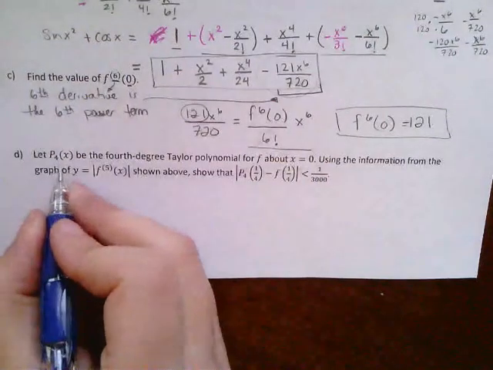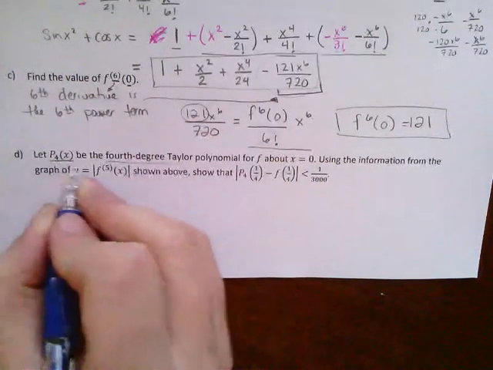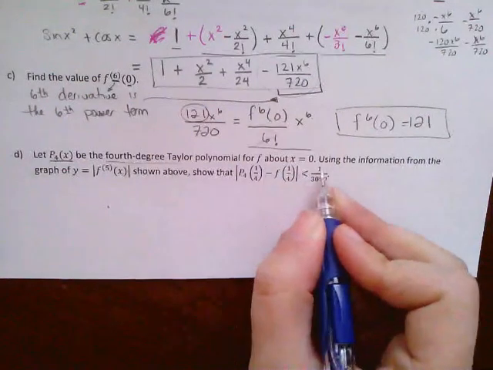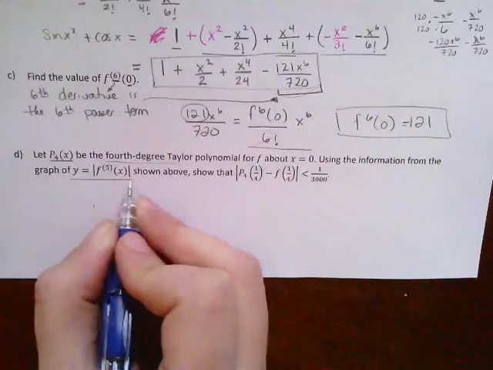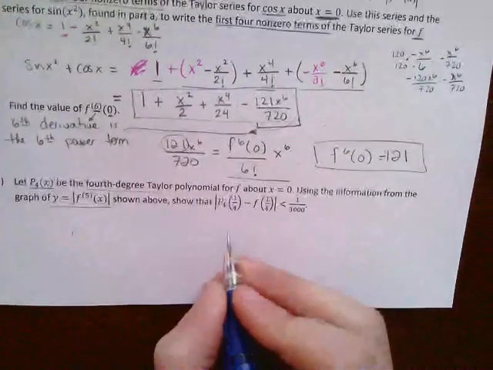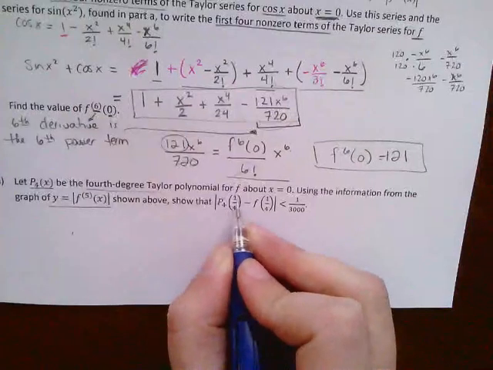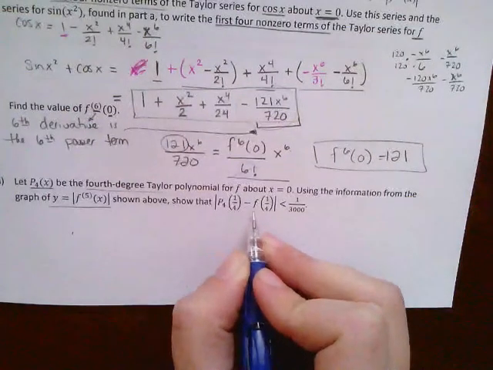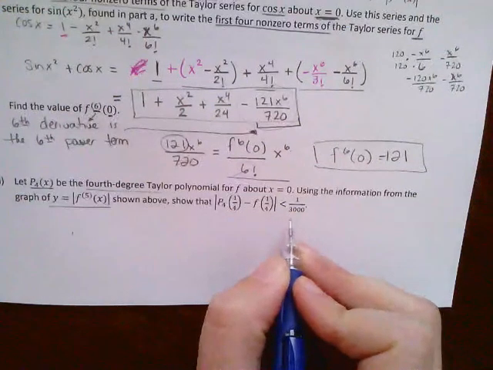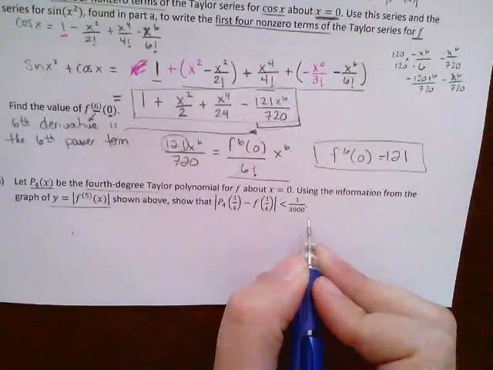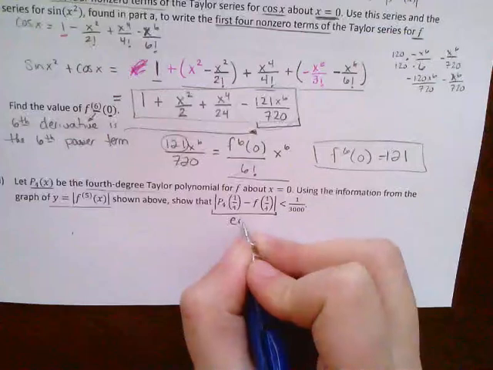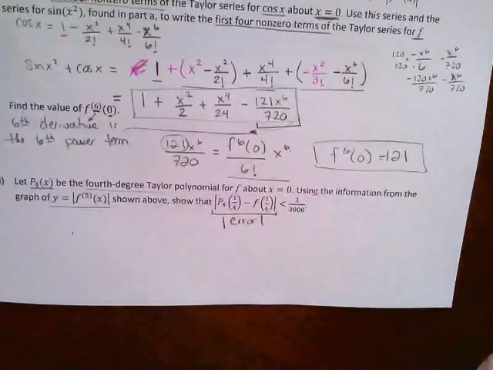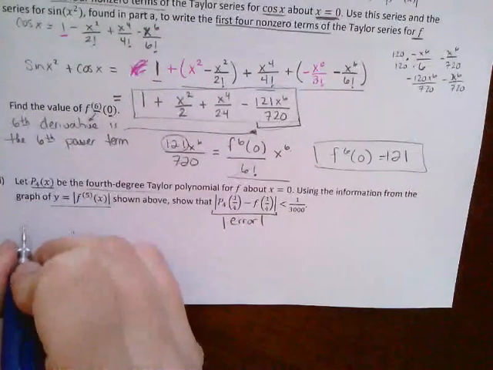Alright, next up, let P4 of x be the fourth degree polynomial for f about x equals 0. Using the information from the graph of y equals f5 of x shown above, show that P4 of 1/4 minus f of 1/4 is less than 1 over 3,000. So remember, this is just the error, correct? So that's just the error. So don't forget that.